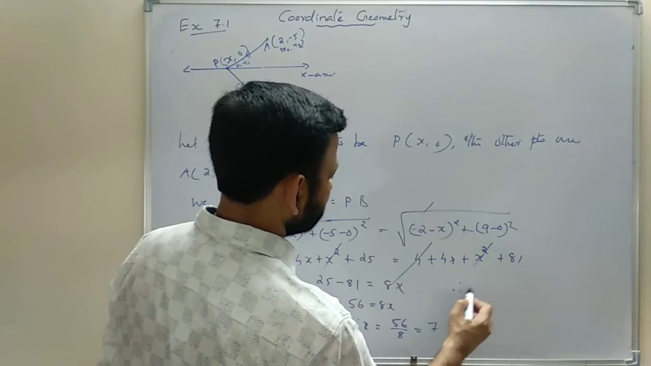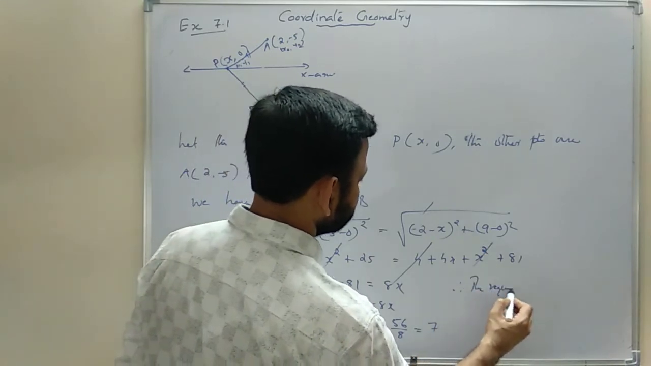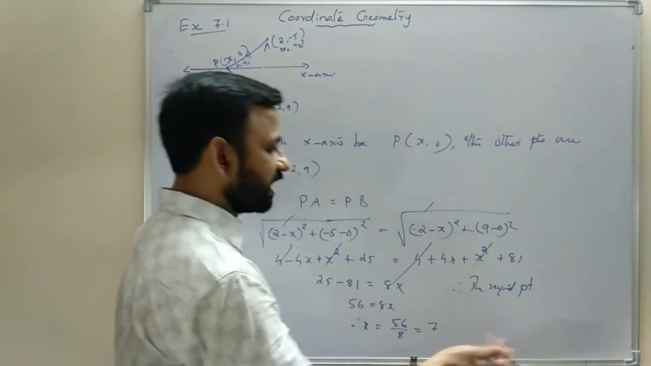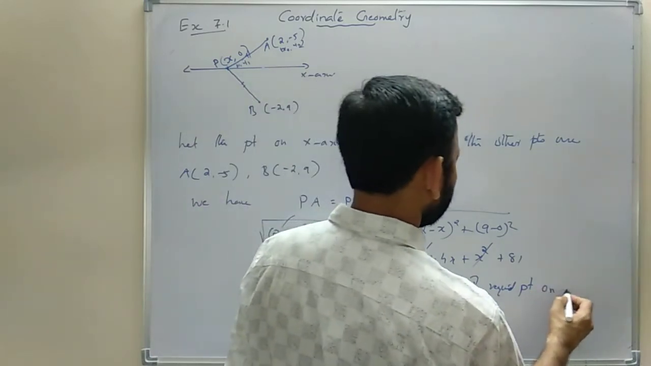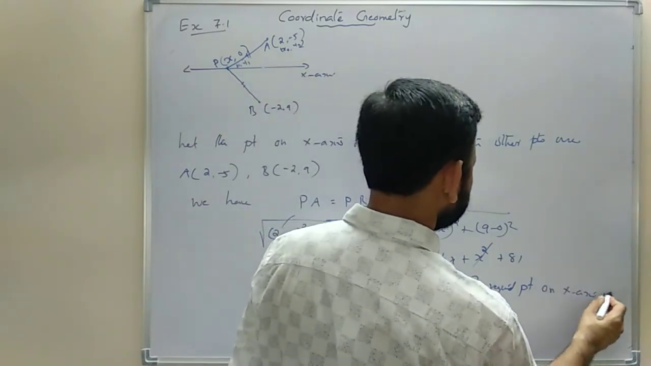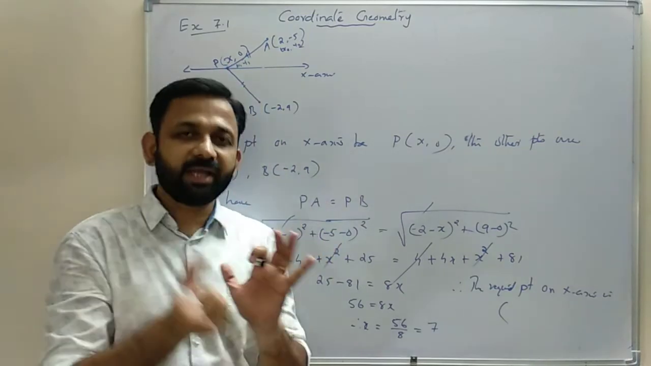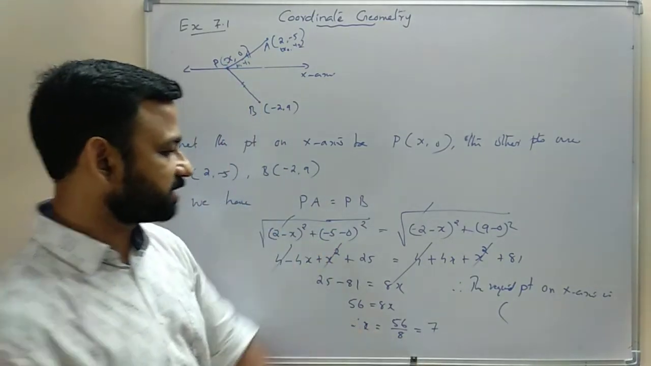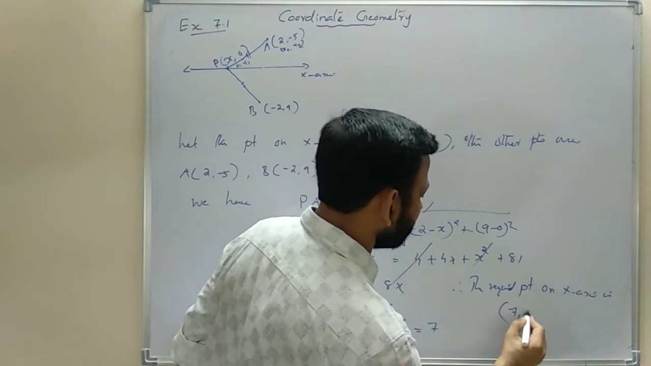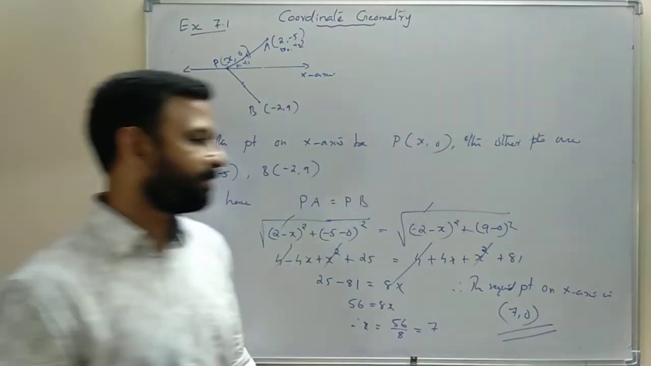Therefore the required point on the x-axis is the point on the x-axis, that is the ordered pair x comma 0. So the value of x we got, that is the ordered pair 7 comma 0. So this is the answer, ordered pair 7 0.